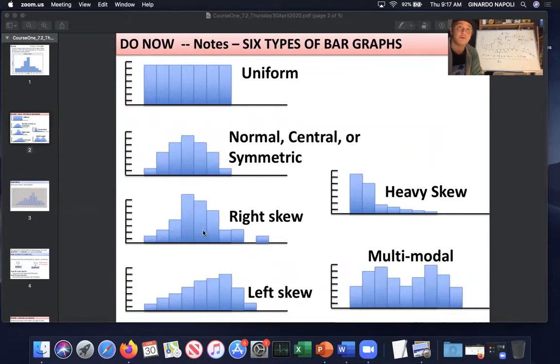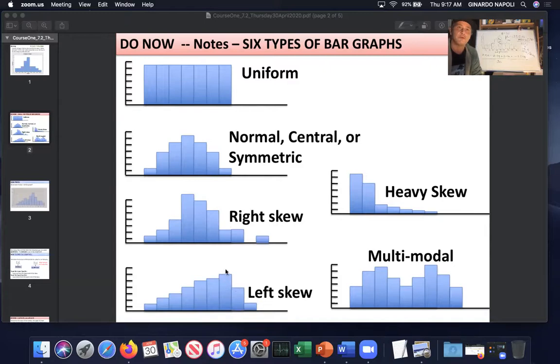All right, right skew, notice there's more bars to the right. Left skew, notice there's more bars to the left. So you base that on the mode. So which side of the mode has more, that's what you base skew on. And this means that the mean is shifting to the right. The mean is being pulled to the right.